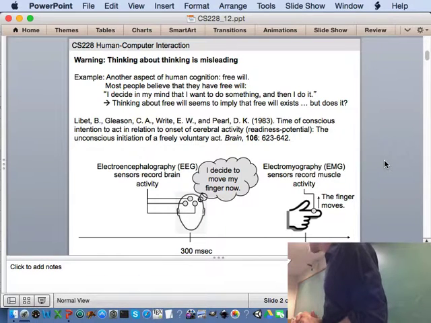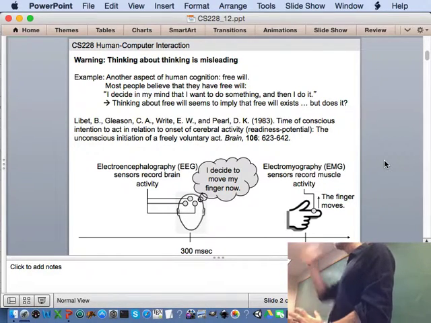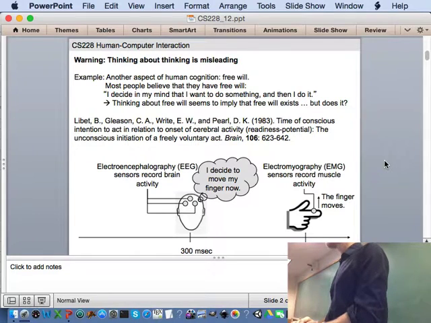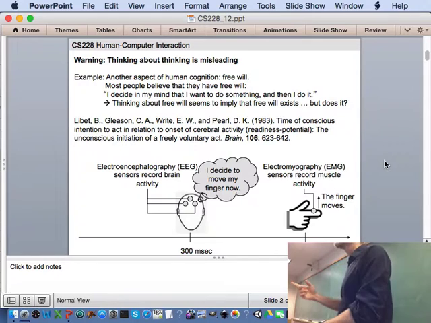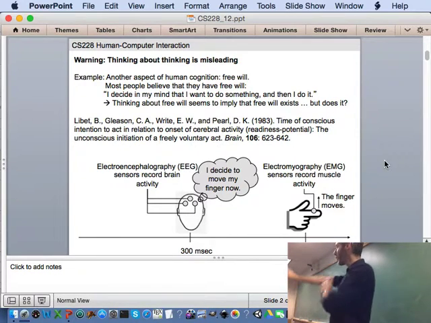For each of the subjects, there was a particular brain activity pattern that showed up 200 milliseconds before that subject's fingers moved. So whenever, and I'm sorry, I forgot to mention, each subject did this multiple times. So whenever they actually recorded the finger moving with EMG, that particular pattern appeared 200 milliseconds earlier.